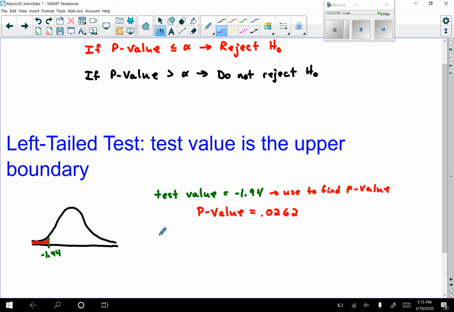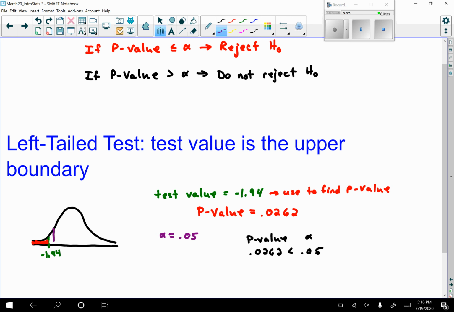So let's say alpha was already decided to be 0.05. So we would compare our p-value to alpha. So our p-value is 0.0262 and alpha is 0.05. So our p-value is less than alpha. So this is what it would show up like on our curve that's over here.